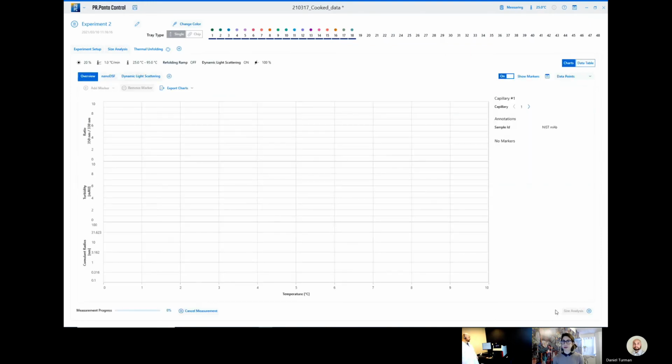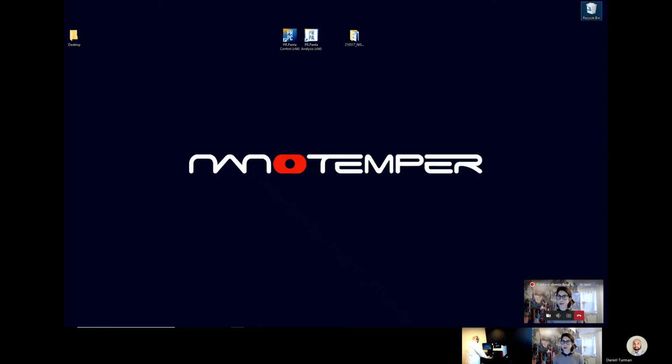All right. The instrument is now making some sounds where the samples are moving and the optics are preparing to do the thermal ramp. And you also get this nice indicator display here. The current temperature is 25. You have an hour and 10 minutes remaining. With that being said, let's have a look at the analysis software that we already have the data in.